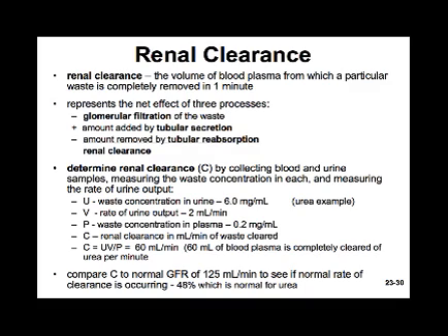So we can compare C, the clearance rate, to the normal glomerular filtration rate of 125 milliliters per minute to see if the normal rate of clearance is occurring. And in this case, 60 divided by 125 milliliters per minute will give us 48%, which is normal for urea.